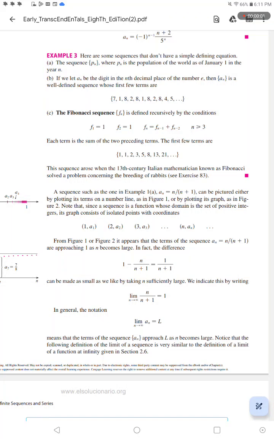Example 3. Here are some sequences that don't have a simple defining equation. A. The sequence {P_n}, where P_n is the population of the world as of January 1 in the year n.